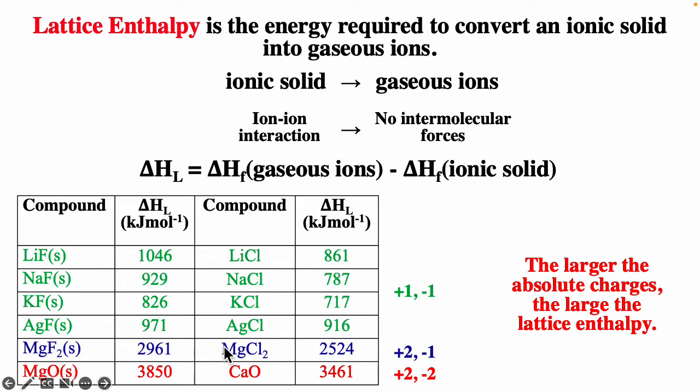Magnesium fluoride, magnesium chloride, you have a +2 and a -1. And then the ones in green are +1 and -1 ions. And so the most important consideration is the absolute charge of the ions. The secondary consideration is the size, the physical size of the ions. And so the smaller the ions, the closer the ions, the stronger the interaction.